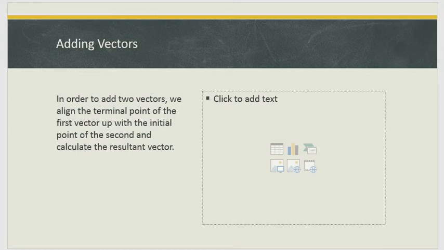In order to add 2 vectors, we align the terminal point of the first vector up with the initial point of the second vector, and calculate the resultant vector by going from the initial point of the first vector to the terminal point of the second vector. So basically you're trying to draw a triangle with them.